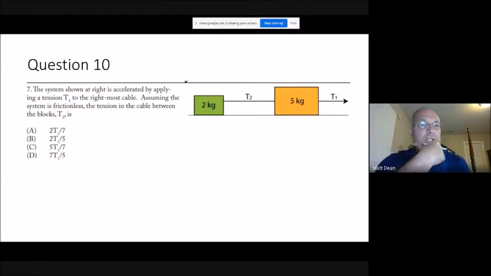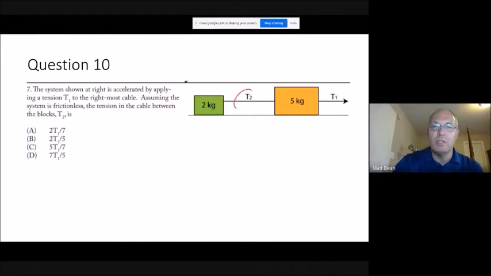All right, so this is a kind of a classic Newton's third law problem. The system shown at the right is accelerated by applying a tension T1 to the rightmost cable. Assuming the system is frictionless, the tension in the cable between the 2 blocks, T2, is.